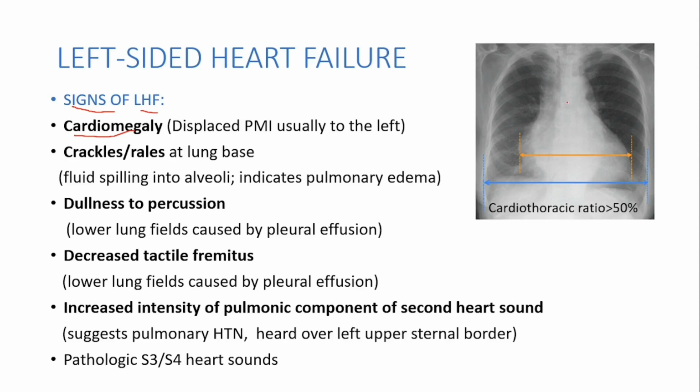Now when you see the chest x-ray of cardiomegaly, normally the cardiothoracic ratio is less than 50. When it is greater than 50, it is cardiomegaly. Like you see here, this is the cardiac diameter, and this is the thoracic diameter. Now how do these signs appear?